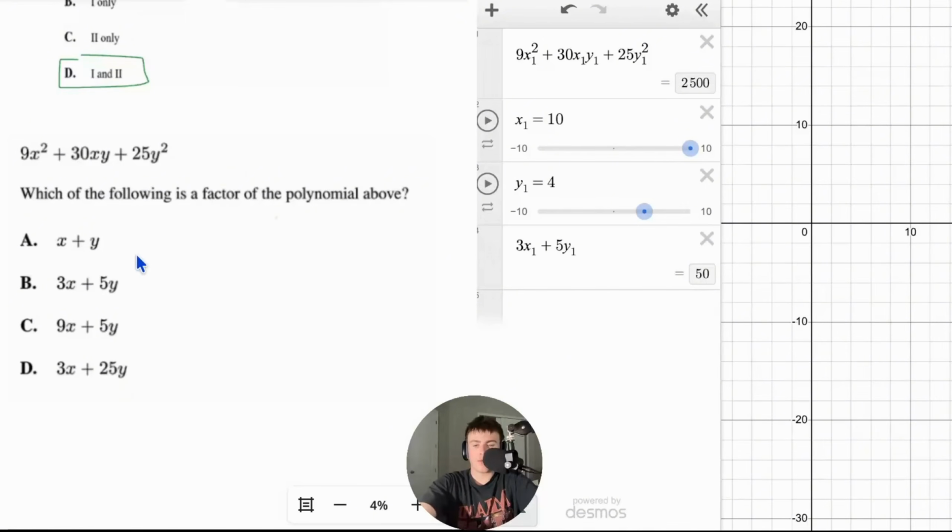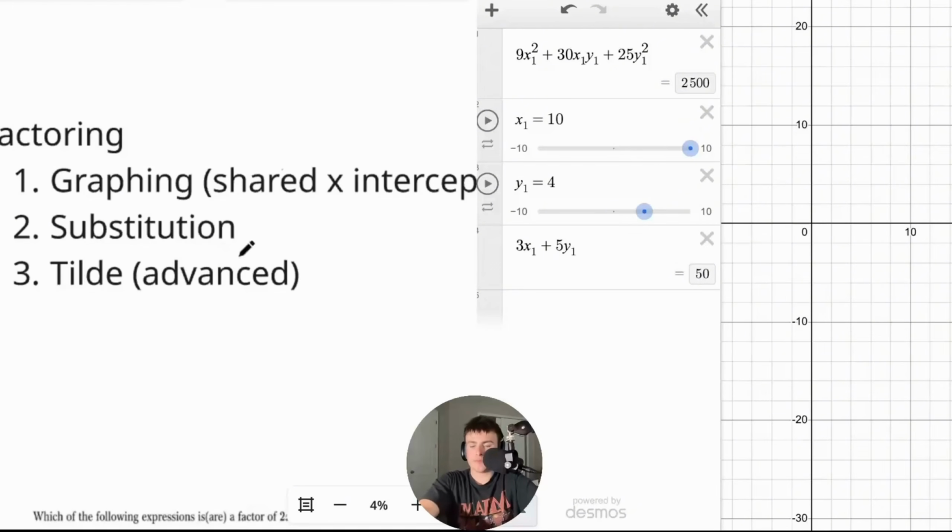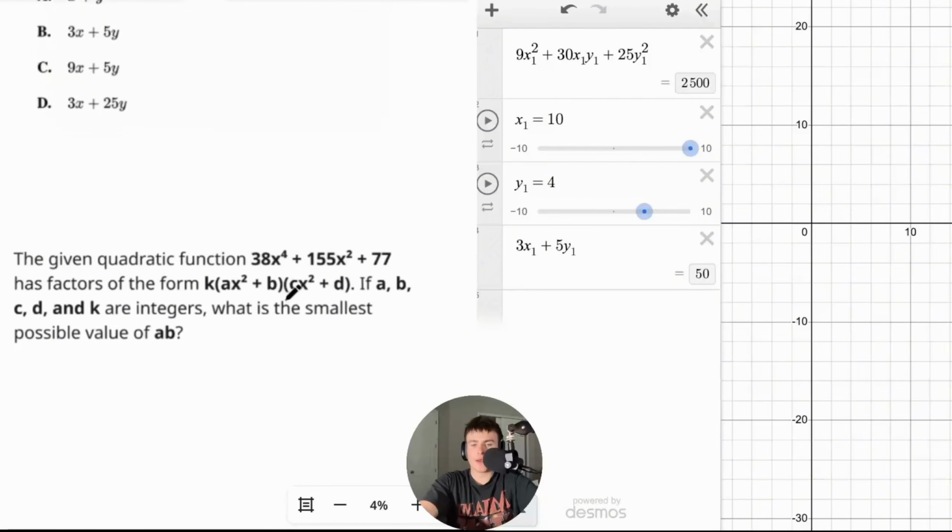All you have to do is check all of them and make sure that one of them goes into the given expression and it divides into an integer at all values of x or y, whatever. So that's about it. That's how you do substitution. Now the tilde is the most advanced one.